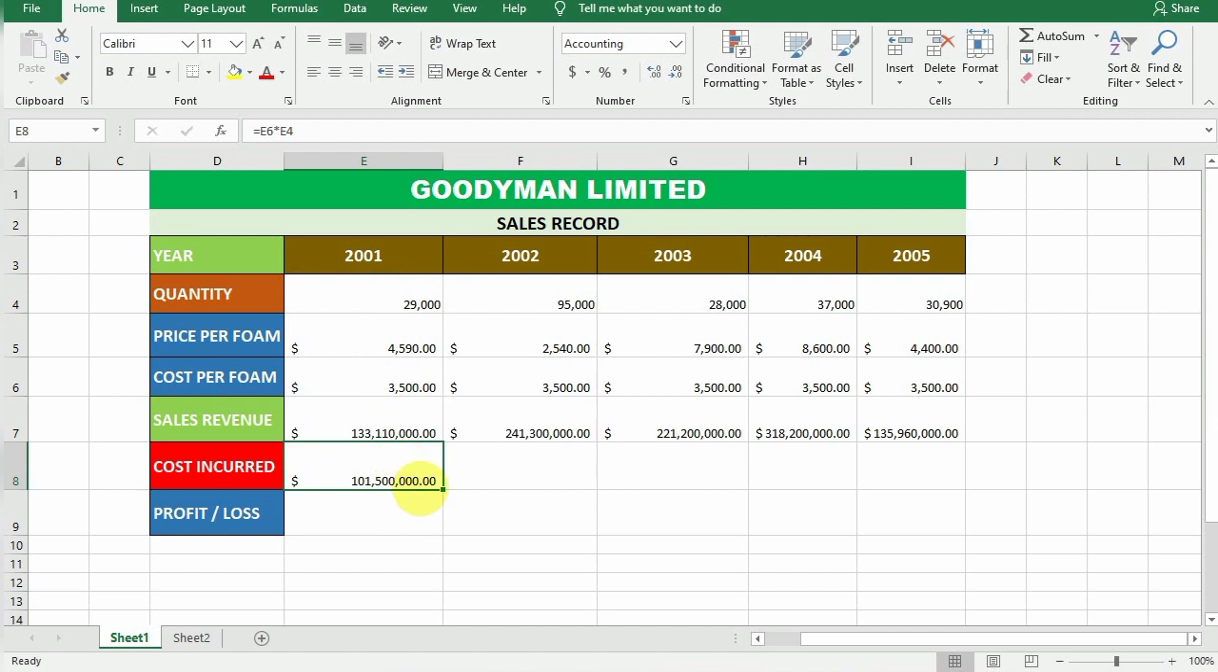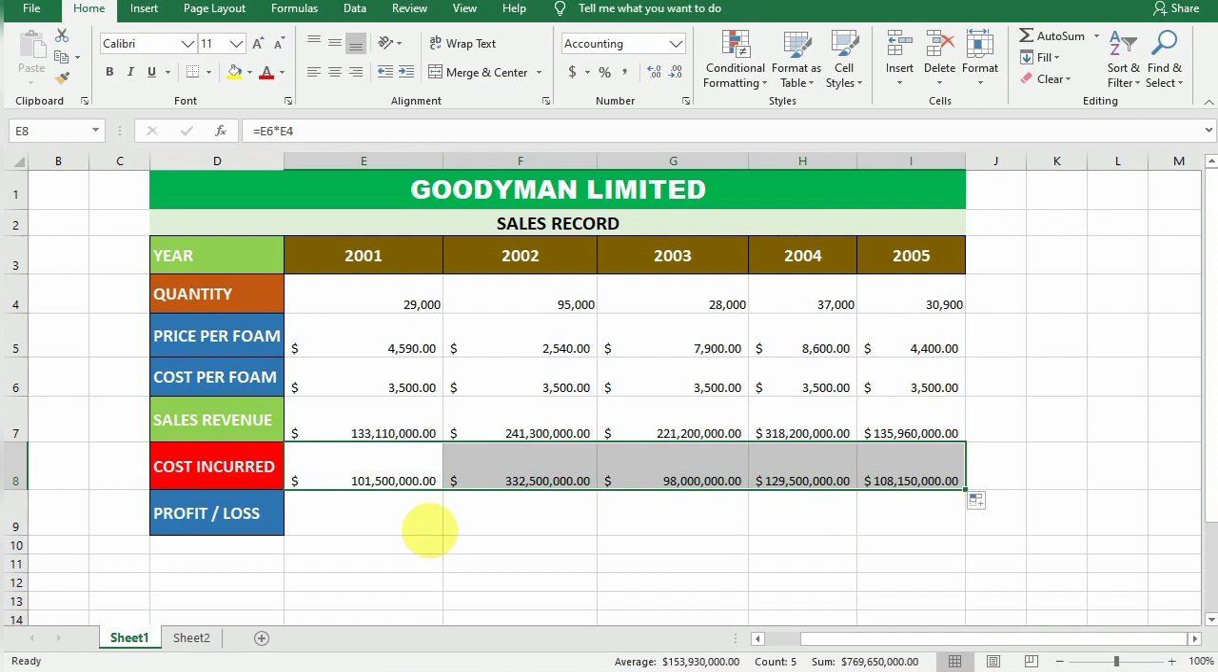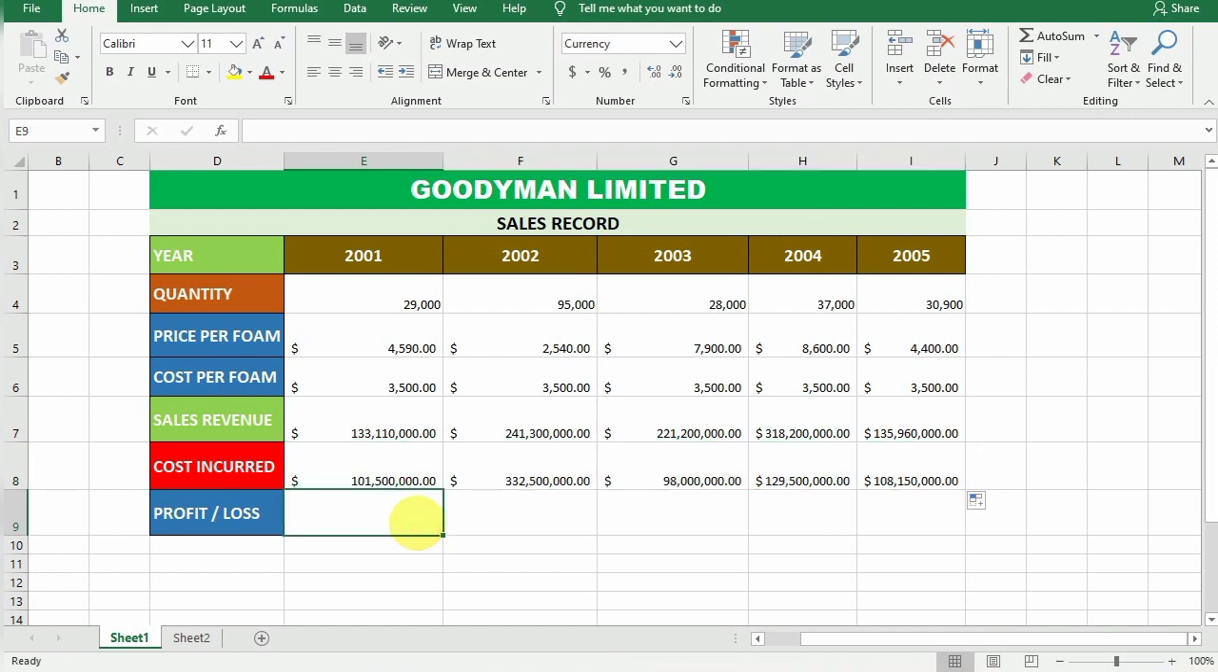So for 2001, the cost incurred was about $101,500,000. Good. Then when you go to the copy handle and you left click and drag, it gives you the solution for the cost incurred for other years from 2002 to 2005. Okay, now back to the big guy in the game, profit and loss.